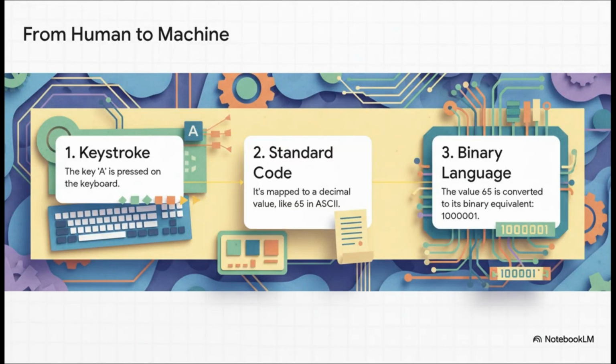This slide right here breaks it down perfectly. When you press A, the keyboard doesn't send a little A down the wire. Nope, it sends a signal that gets mapped to a standard number. So in a super common standard called ASCII, the capital A is always number 65. Then that number 65 gets converted into its binary form, 1000001, and that's the language the computer can finally understand and process.